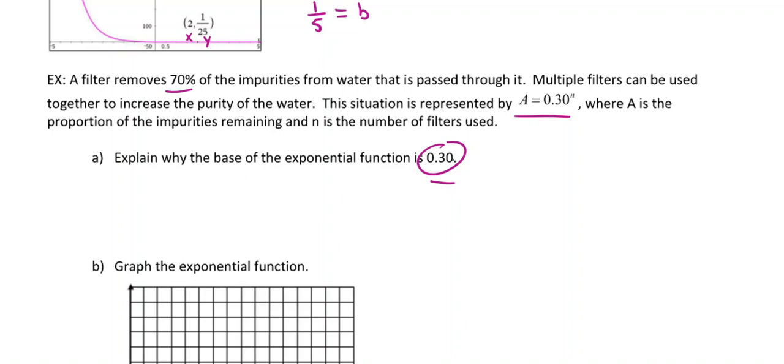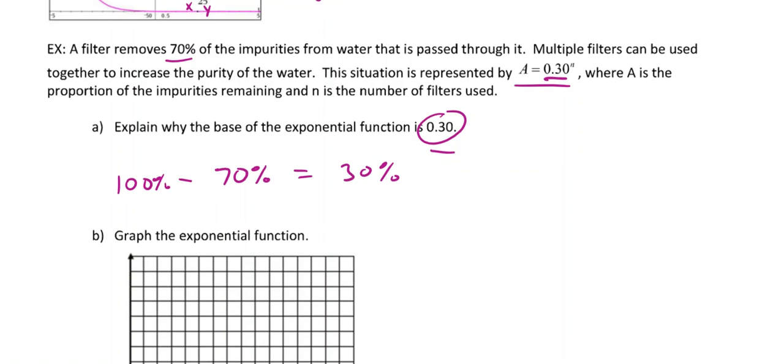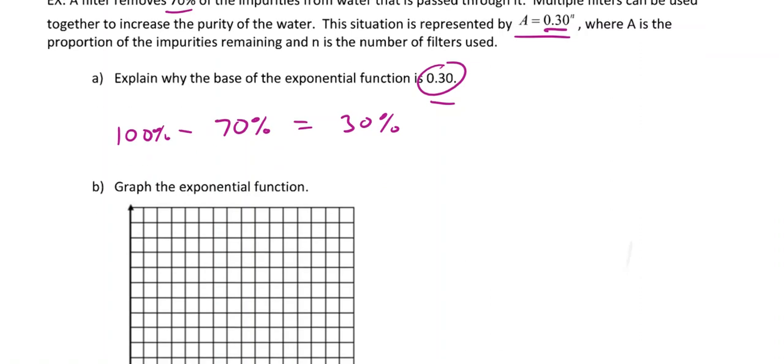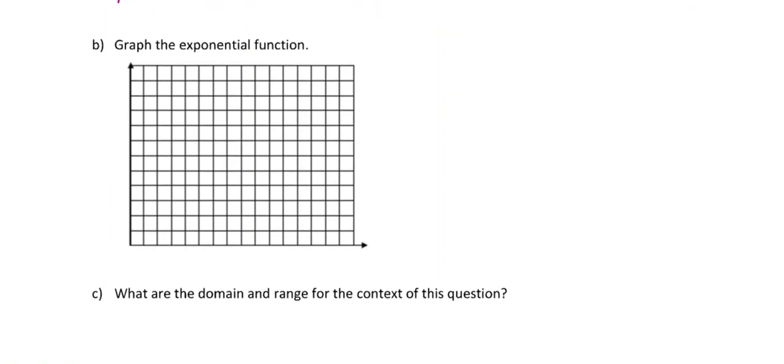Right. 0.3 is like how we write 30%, right? So writing it as a decimal. And so this would just be 100% minus 70% is equal to 30%. And then 30% written as a decimal is 0.3. Yeah, so that's just our multiplying factor there. So we're getting 30% of it every time through, right? So graph this function.